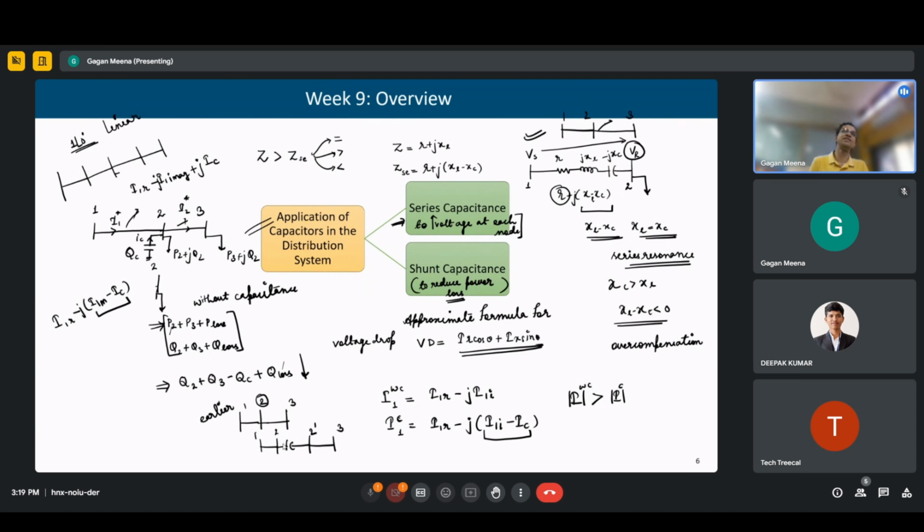So generally in a distribution system we don't use series capacitors much. It is mainly used in the transmission system. So in a transmission system even the requirement of capacitance is very large. So it is there in the substation. So we create another bus. So in between these two lines, this series capacitor will be added in series.